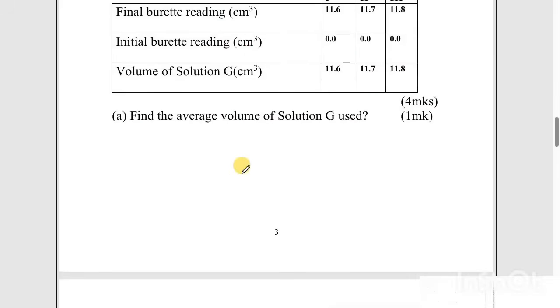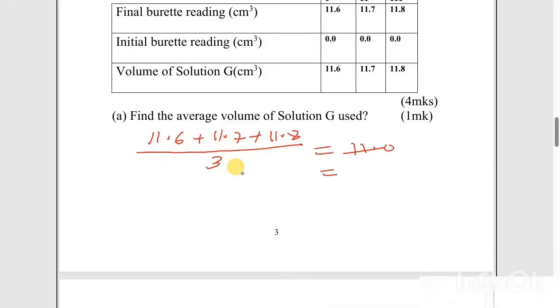But finding the average is simple. Now this one, you look at your values, they are okay, so you just need to do your average. I've said you just write to 2 decimal places. It does not harm, it does not bite, just write 2 decimal places.